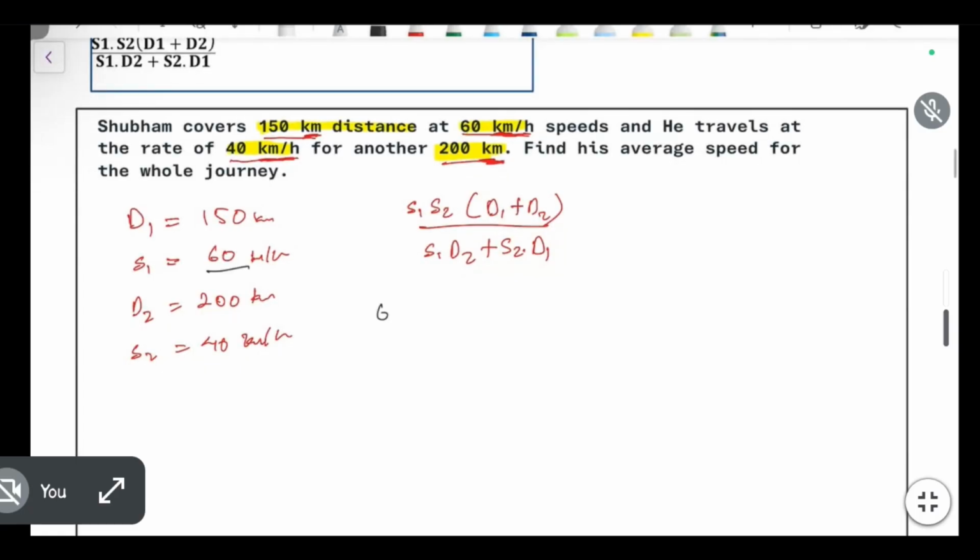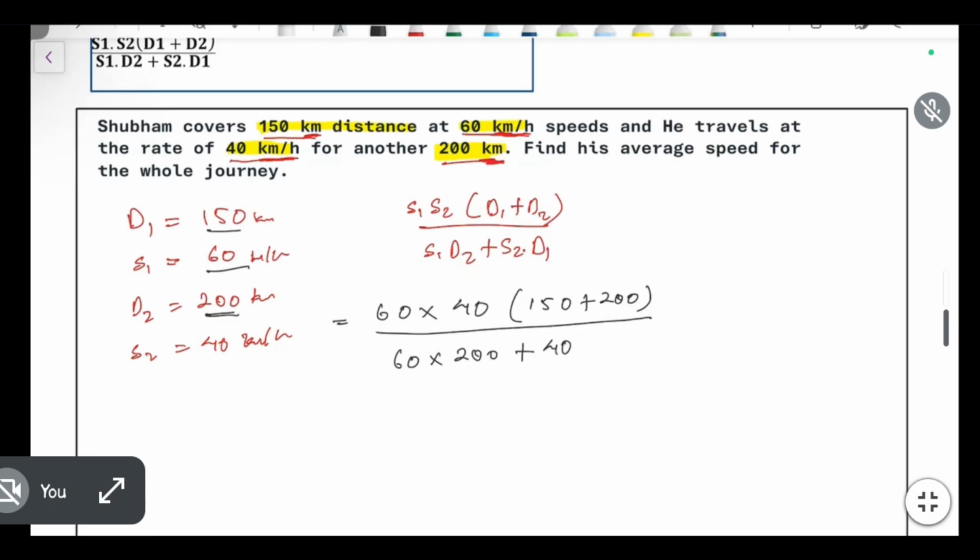So speed 1 is how much? 60. Speed 2 is how much? 40. Distance 1 is how much? 150. Distance 2 is how much? 200. Divided by speed 1 is how much? Speed 1 here is 60. And distance 2 is how much? 200. Plus speed 2 is how much? 40. And distance 1 is 150.